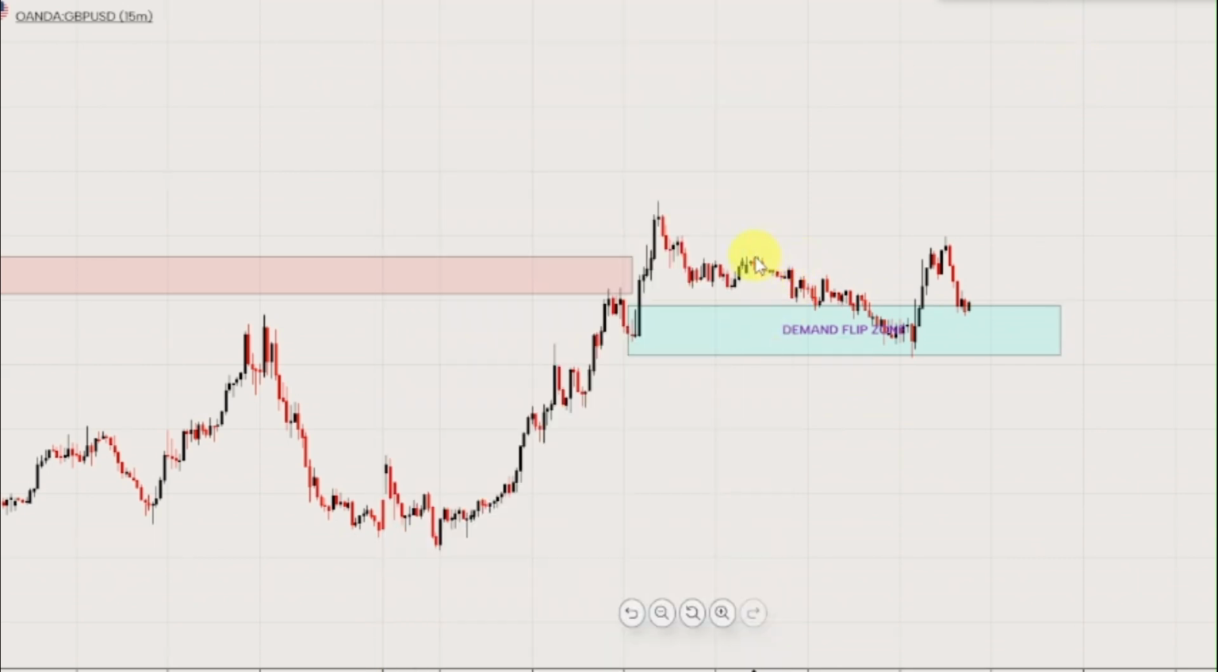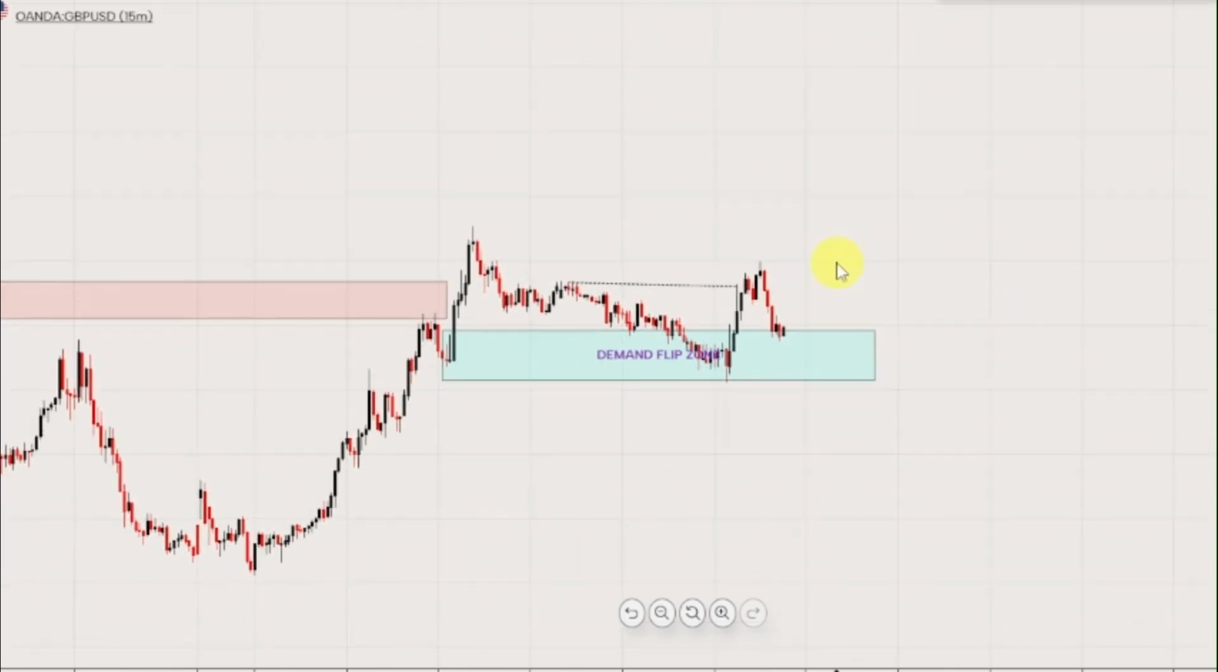Price breaks this high here, and comes back into the zone. All right, so your entry should be a confirmation around here. You can see price start rejecting from there. So this place is going to be your entry like this.